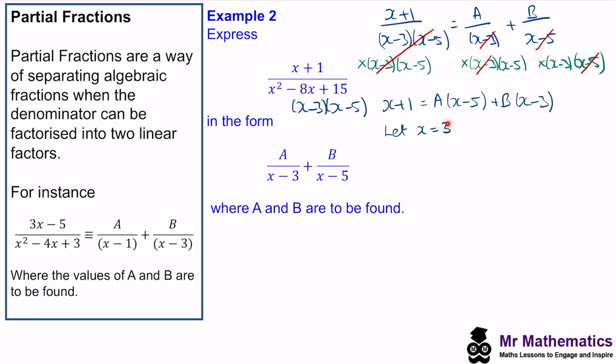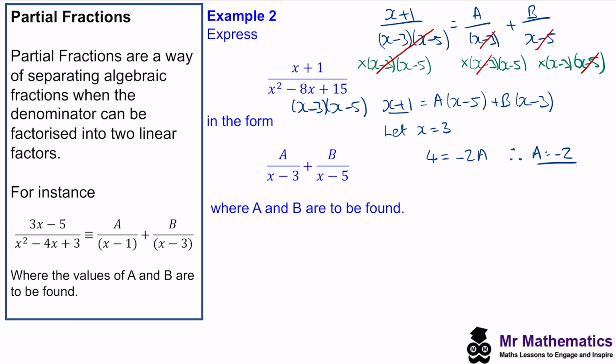And then we'll substitute this 3 in place of x. So we get 3 plus 1, which is 4, is equal to 3 minus 5, so negative 2a. And we know that this bracket is 0, so all of this becomes 0. So therefore, a must be equal to negative 2.